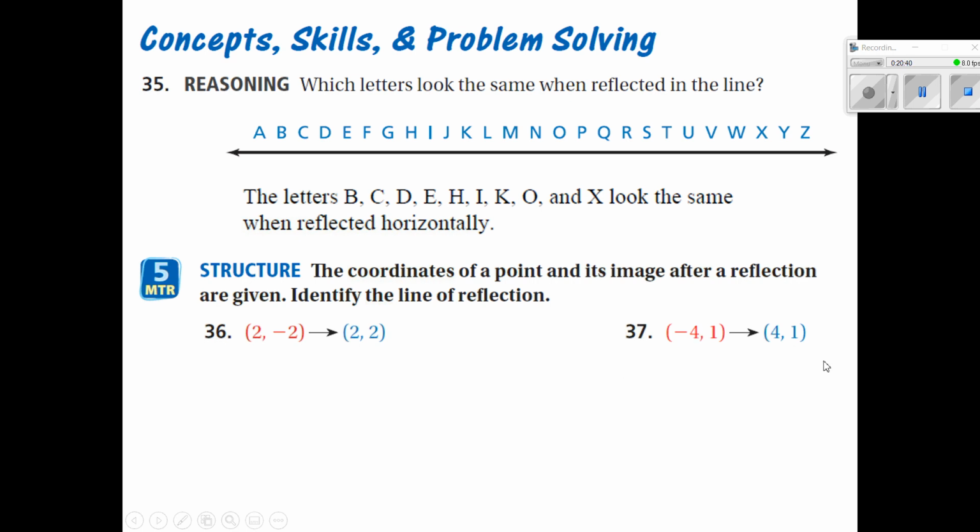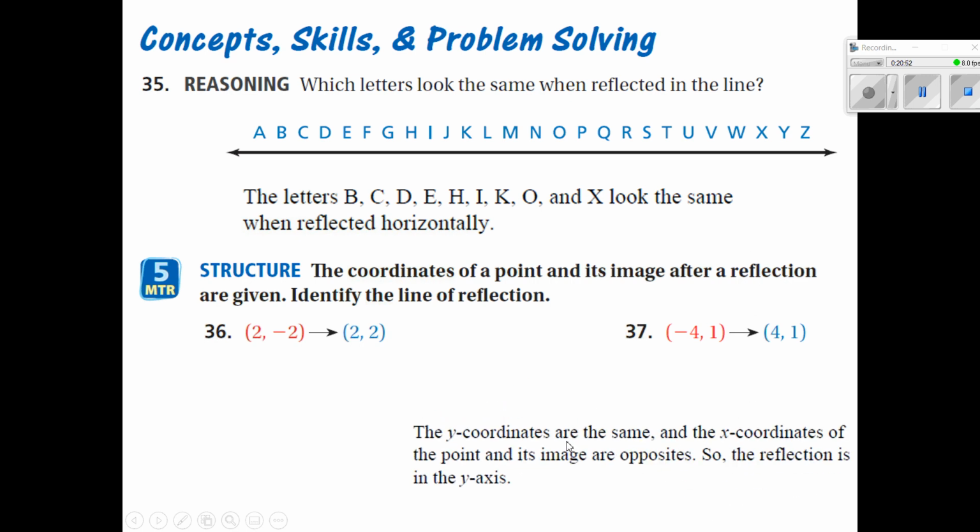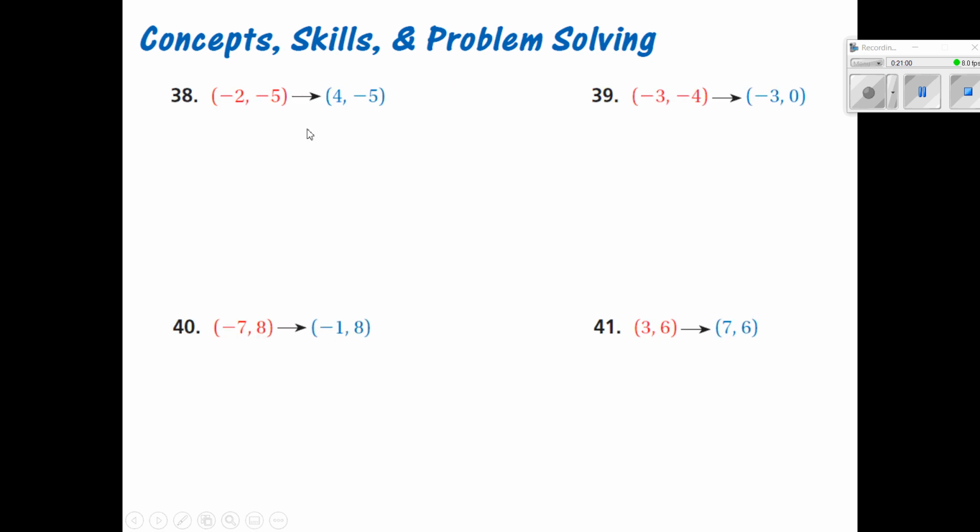Now it's over on the y-axis, across the x-axis, the negative side. Now it's on the positive side. So it got reflected across the y-axis. The y-coordinates are the same, and the x-coordinates of the point and its image are opposite, so the reflection is across the y-axis. All right, you have number 38.